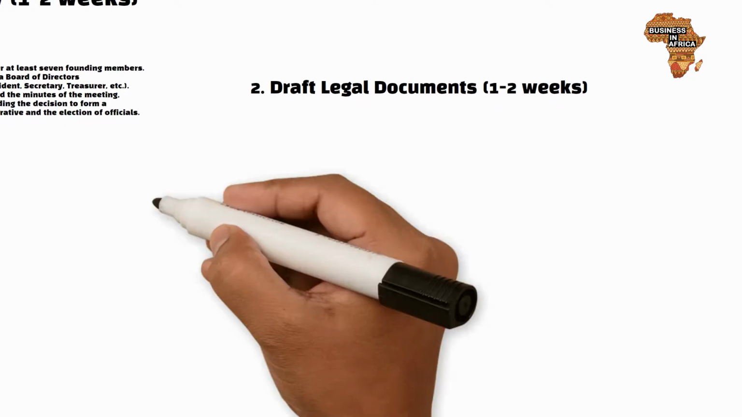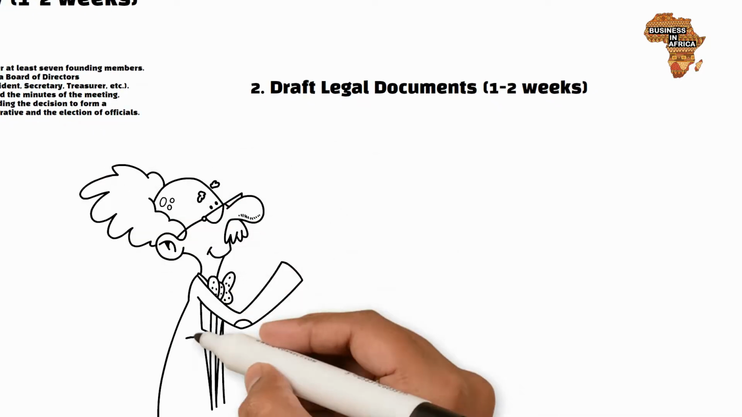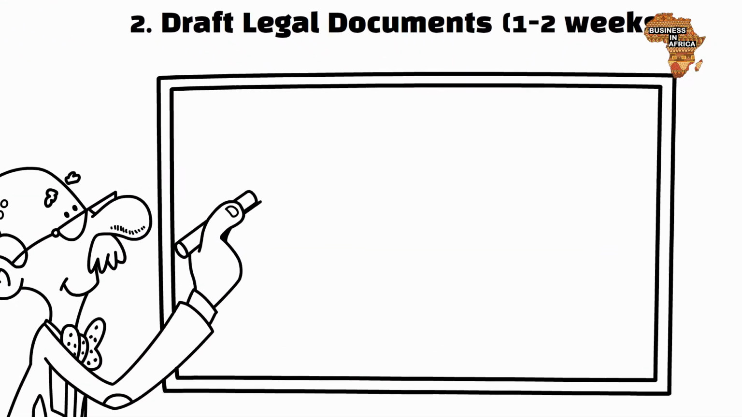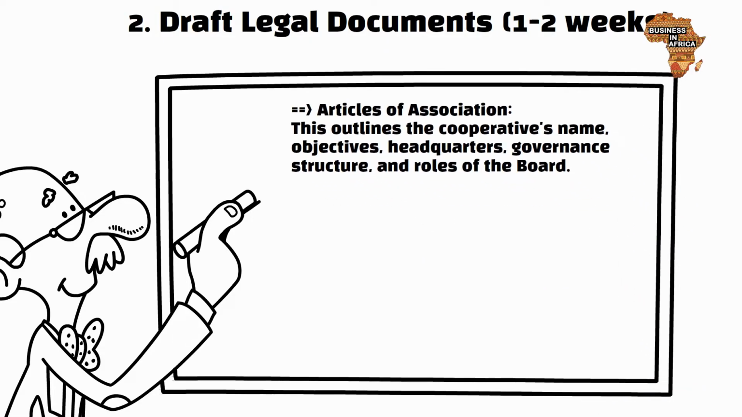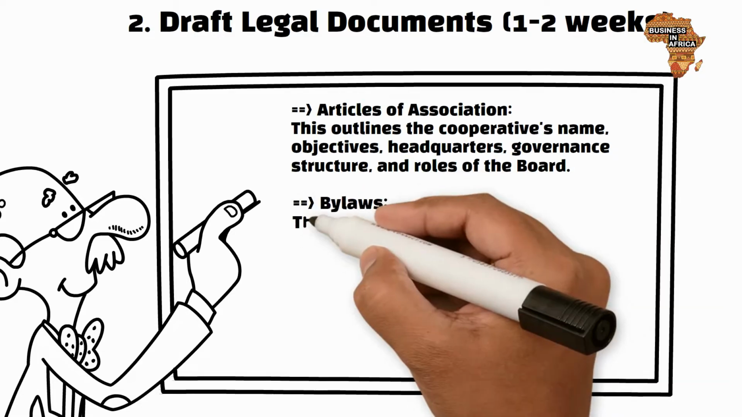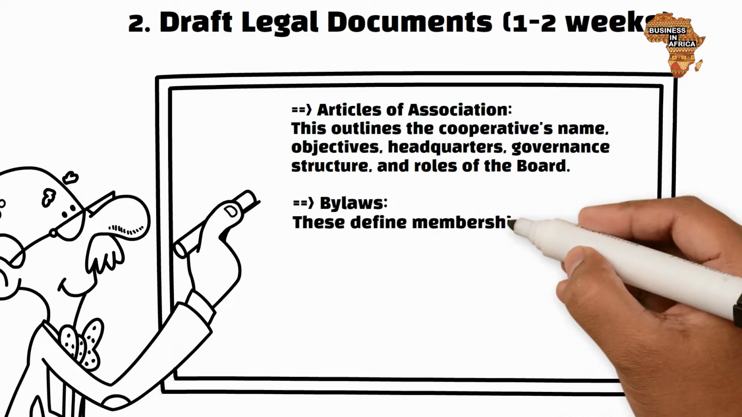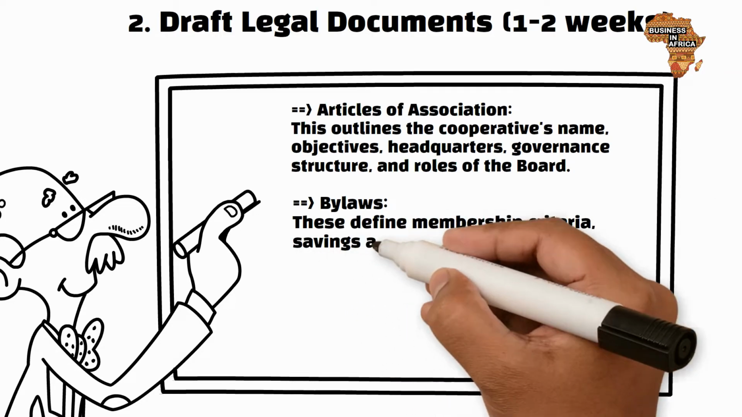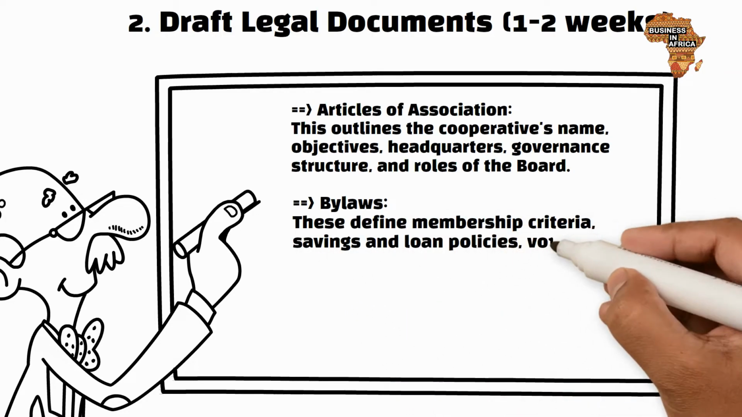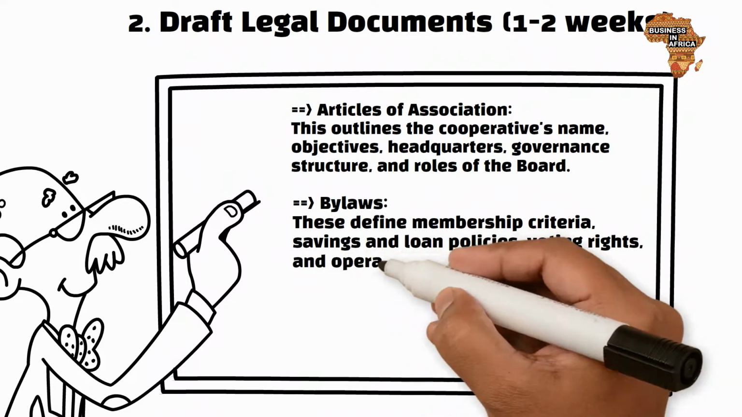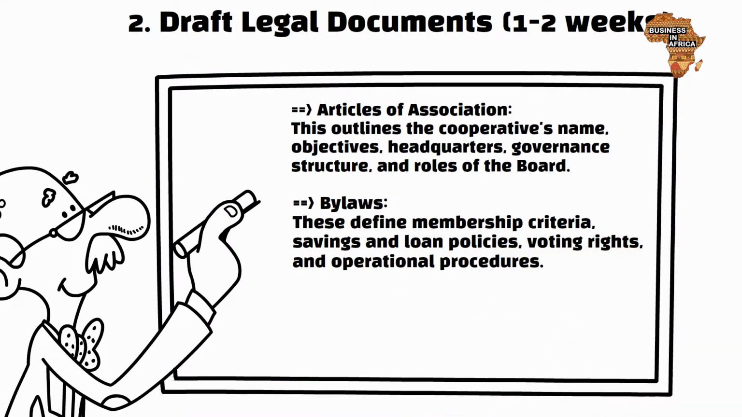Purpose: prepare the fundamental documents of the credit union. Documents: Articles of Association. This outlines the cooperative's name, objectives, headquarters, governance structure, and roles of the board. Bylaws. These define membership criteria, savings and loan policies, voting rights, and operational procedures.